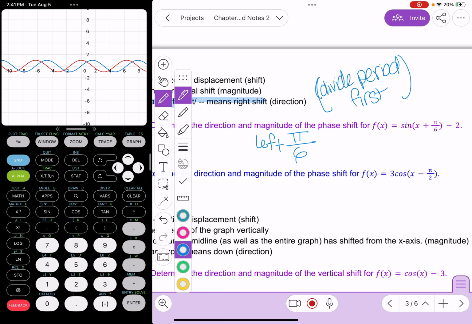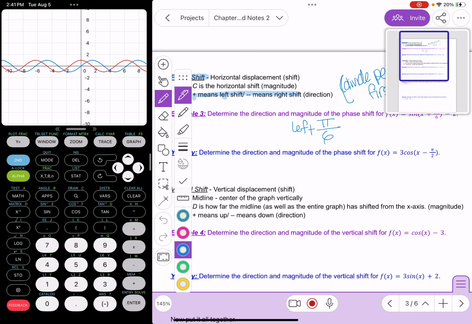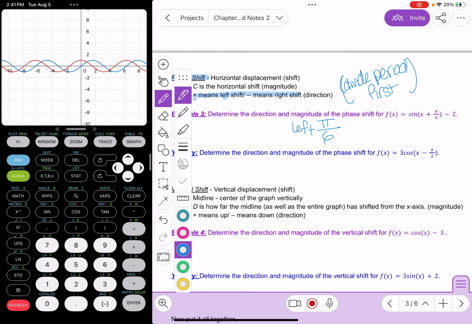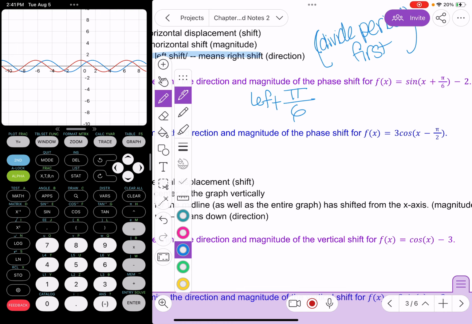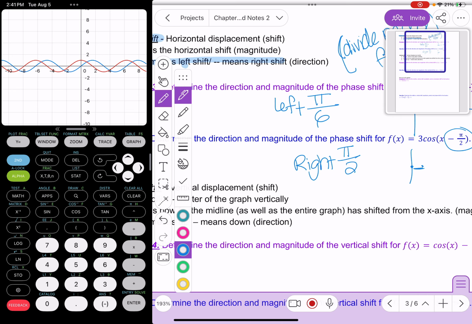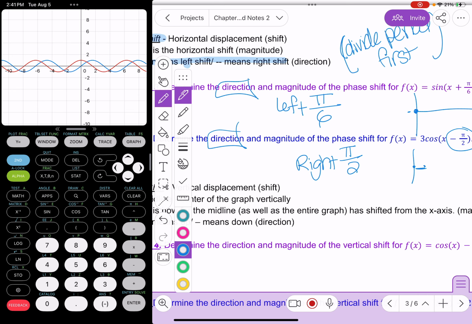So take a second and figure out the phase shift of this one. So this one is negative, so we're going right. And then pi over 2. That just means when you're plotting that first point, instead of starting on the y-axis, you're going to start either left or right that far from that point. And then the direction is just your right or left.